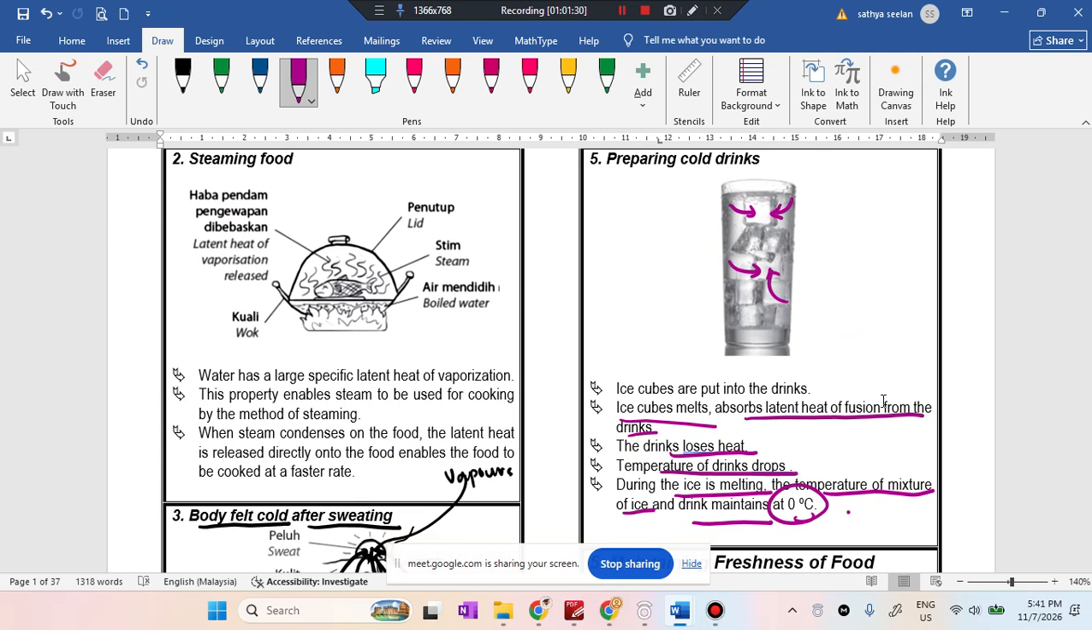Okay. Water has a very large specific latent heat of vaporization. This property, if the specific latent heat is large, what does it mean? It can absorb a lot of heat before becoming gas or while becoming gas. This property enables steam to be used for cooking by the method of steaming. So, what happens when steaming? When the steam condenses, the latent heat is released directly into the food.